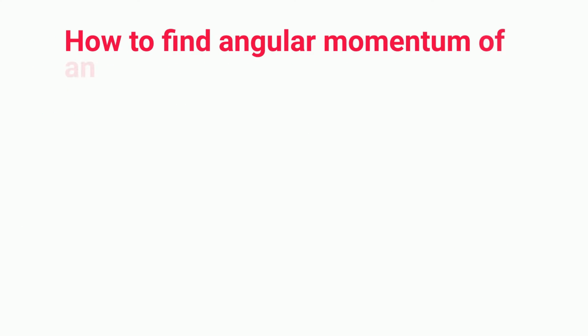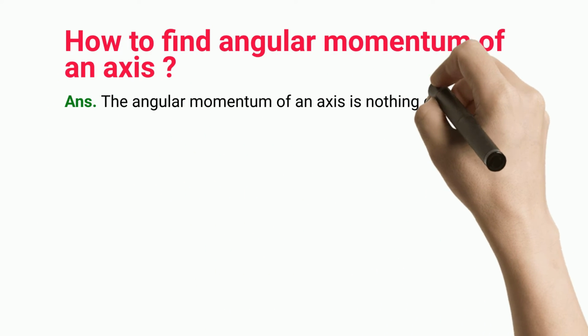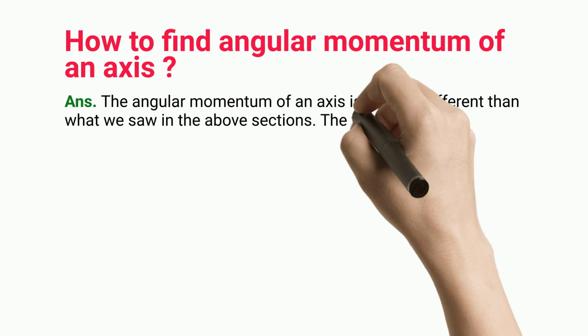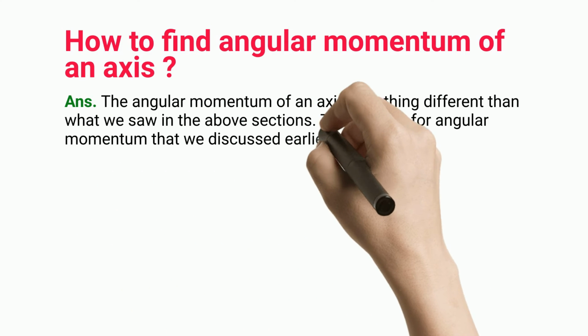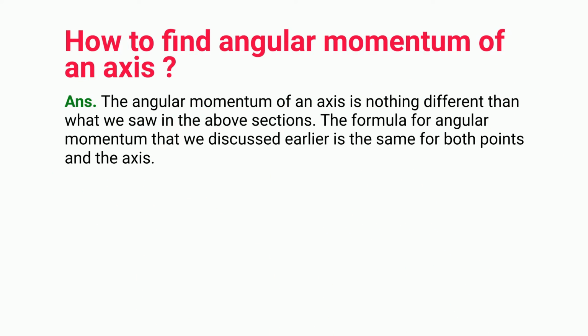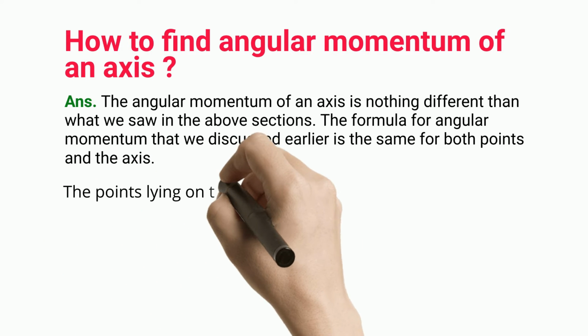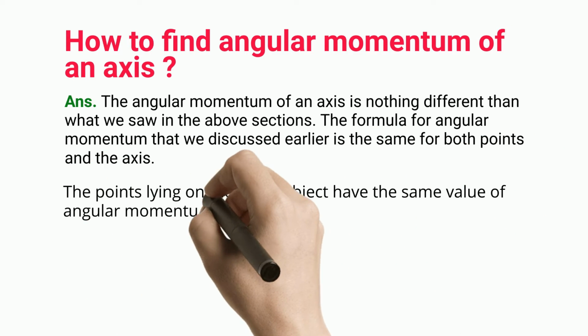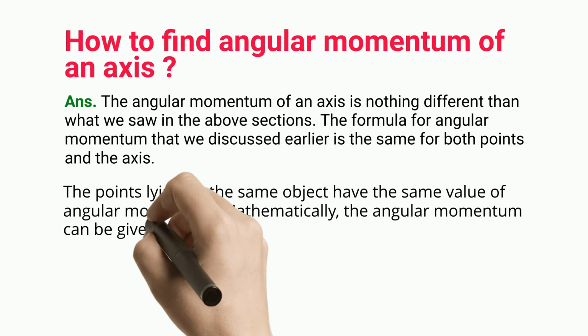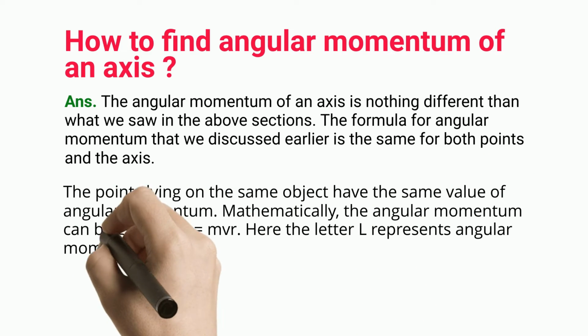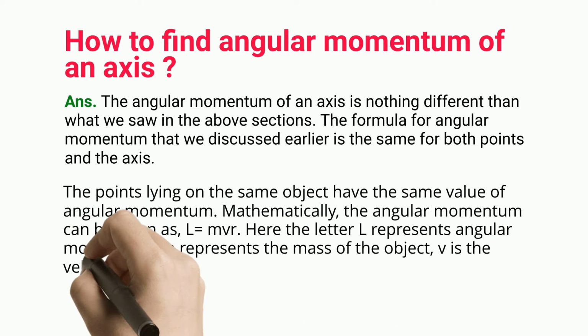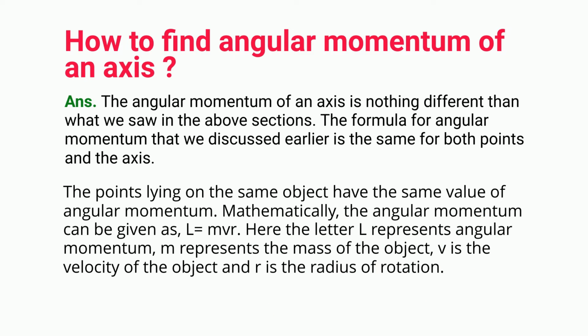How to find angular momentum of an axis? The angular momentum of an axis is nothing different from what we saw in the above sections. The formula for angular momentum that we discussed earlier is the same for both points and the axis. The points lying on the same object have the same value of angular momentum. Mathematically, the angular momentum can be given as L equals mvr. Here the letter L represents angular momentum, m represents the mass of the object, v is the velocity of the object, and r is the radius of rotation.